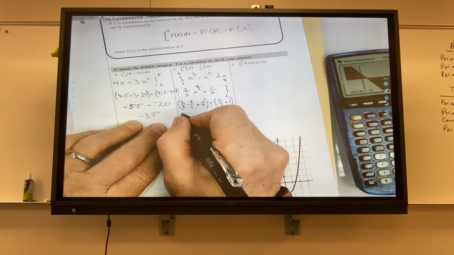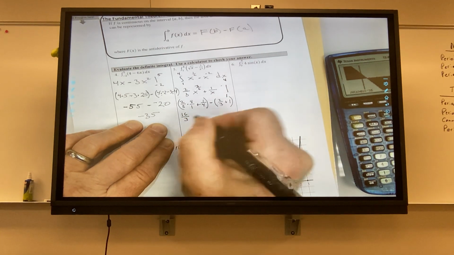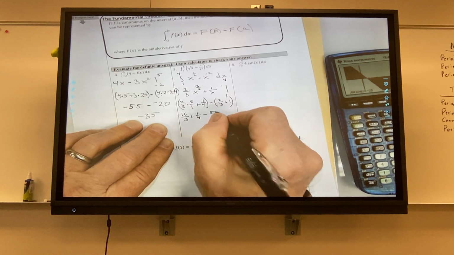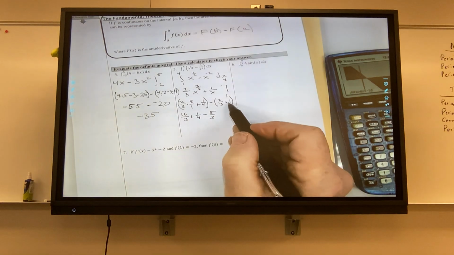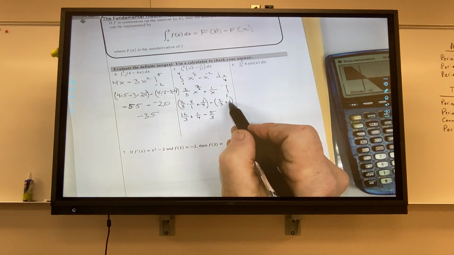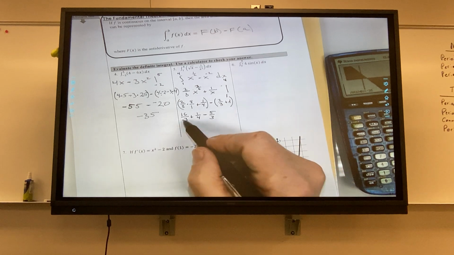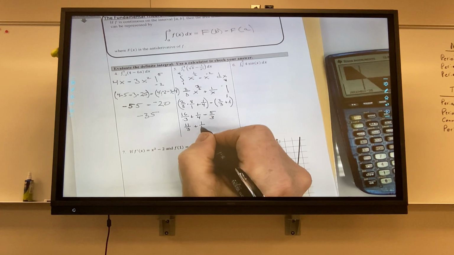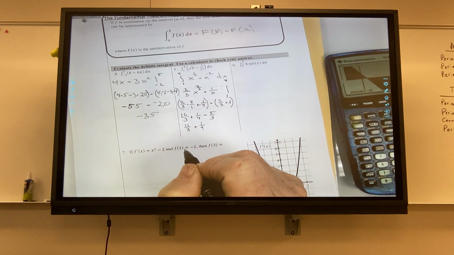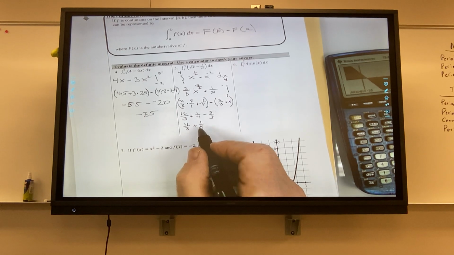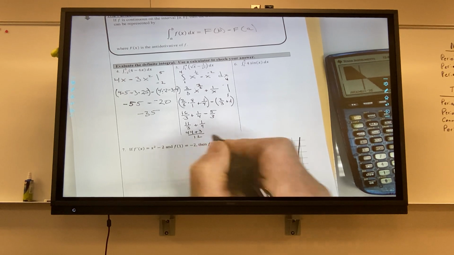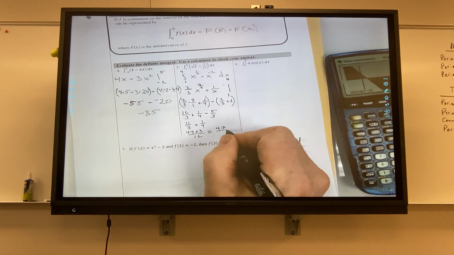So I said this is 16/3 plus a fourth minus 5/3. Because 1 and 2/3 is 5/3. And the reason I do this is this gives me 11/3 plus 1/4. Common denominator is 12. So I have 44 plus 3 over 12, or 47 over 12.